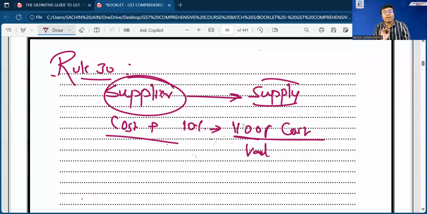Government is deeming a profit margin of 10% on the supply and saying that whatever will be your cost, on top of that add 10%, and cost plus 10% will be treated as the value of supply. So this is my master key, in which the value is going to be decided on the basis of cost plus 10%. Okay.